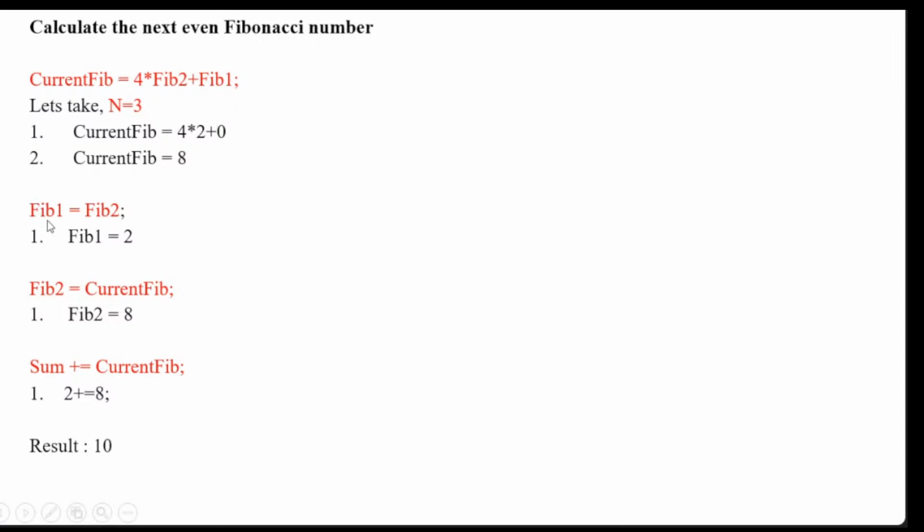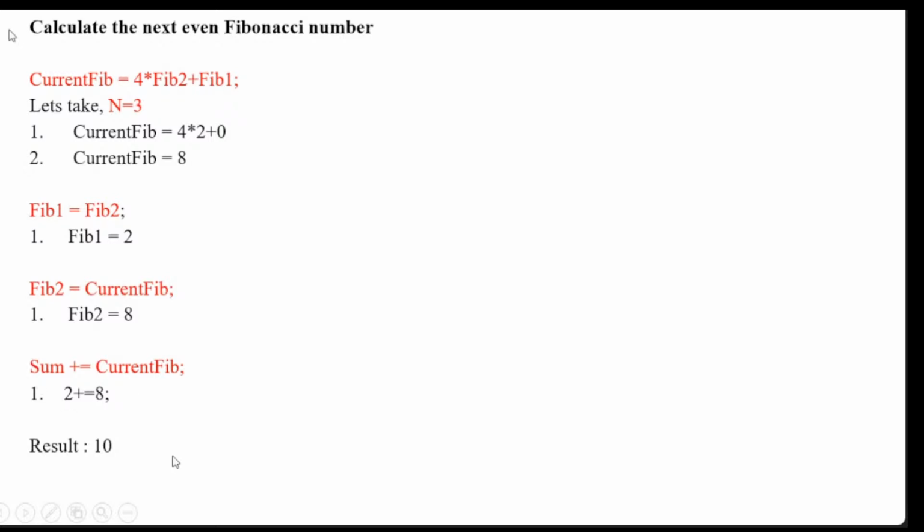Here you can see that it's fib1 is equal to fib2. So basically what we are doing here is that we are assigning the fib2 value, which is 2, to the variable fib1. And in the next line, you can see that we are assigning the current fib value, which is 8, to the variable fib2, as we have already emptied the variable fib2 in the previous step. So we are just assigning the value of current fib to the variable fib2.